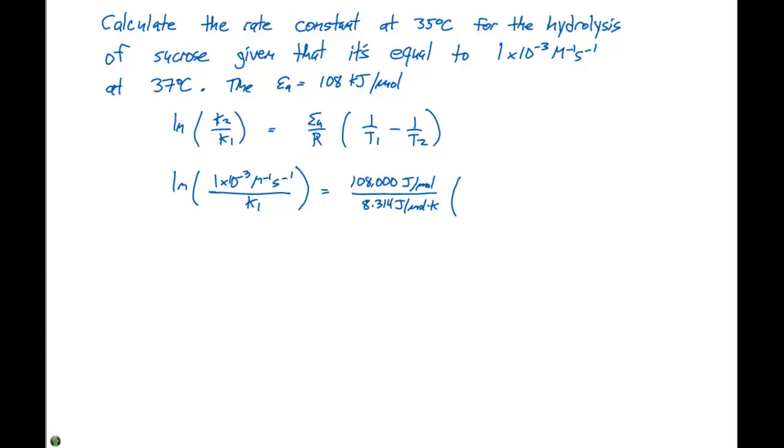This is multiplied by, and we need to convert our temperatures to Kelvin here, so it's going to be 1 over 308 Kelvin minus 1 over 310 Kelvin.